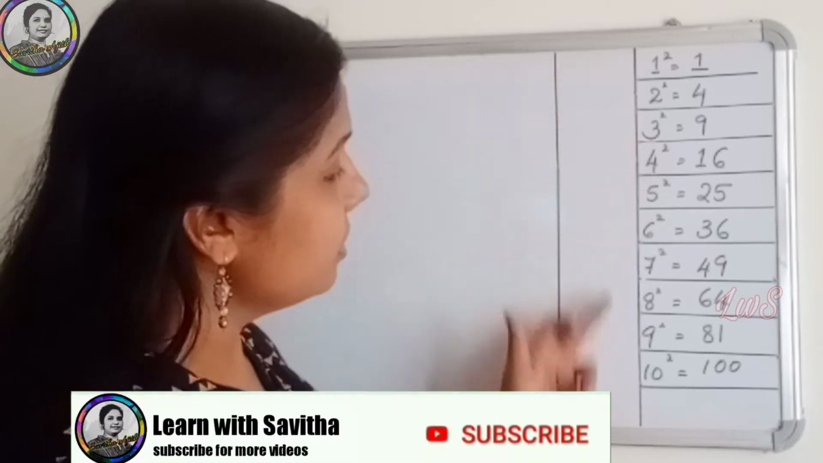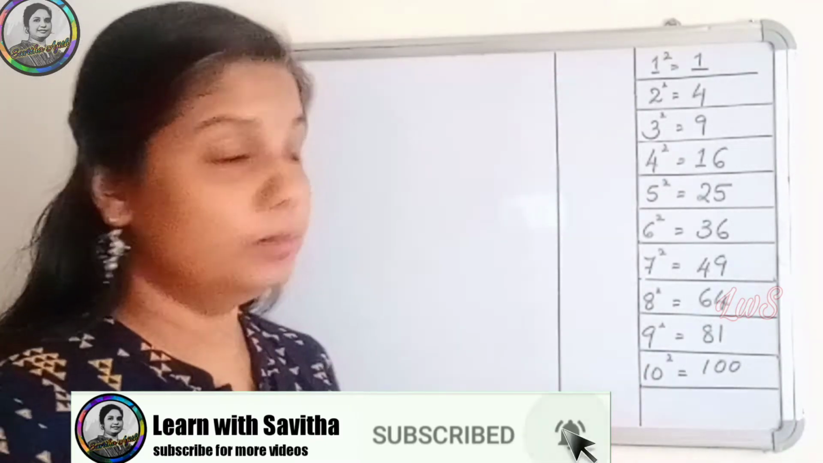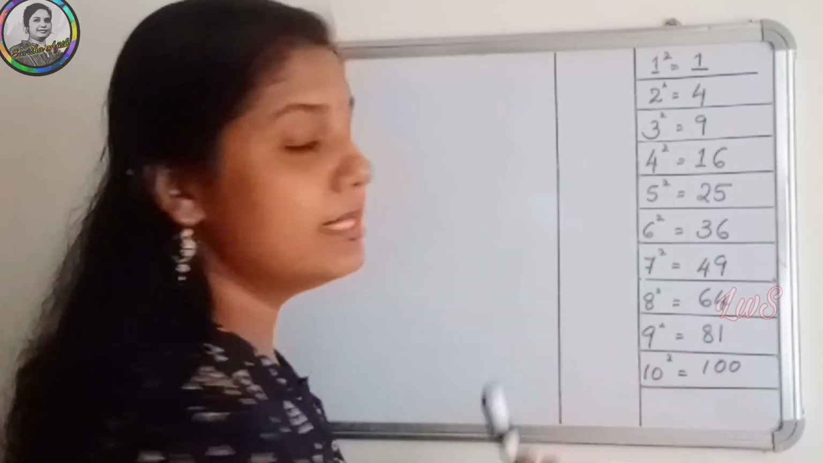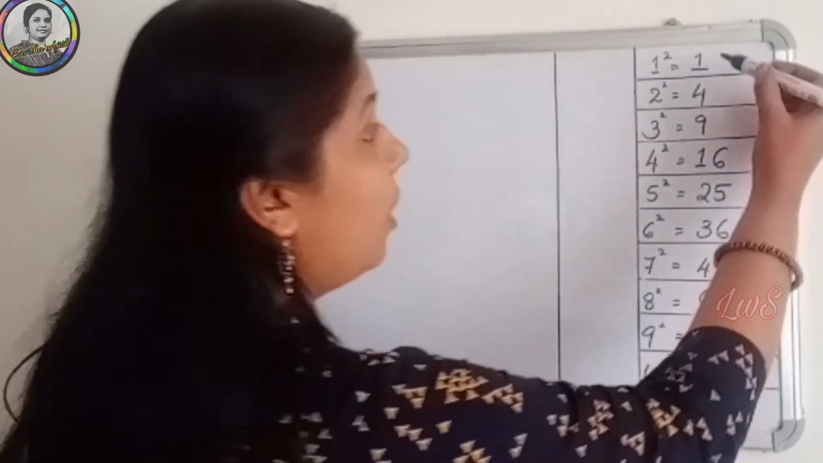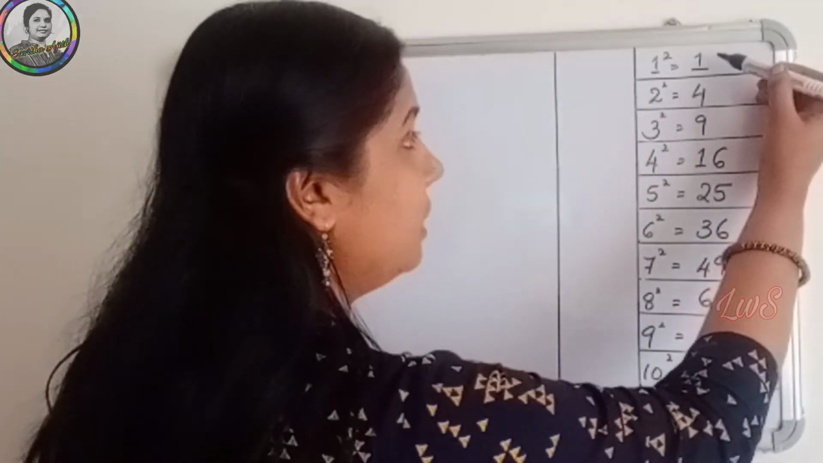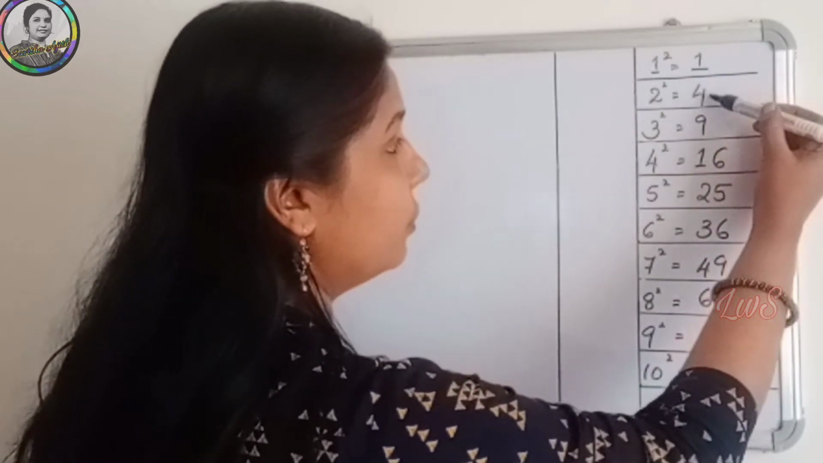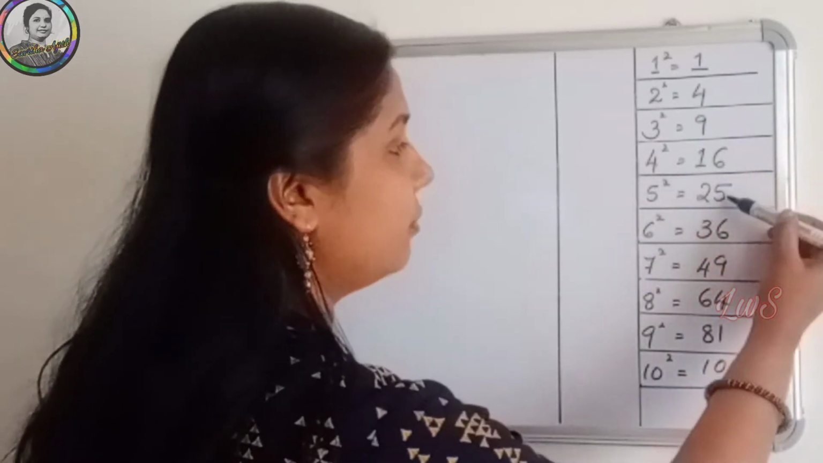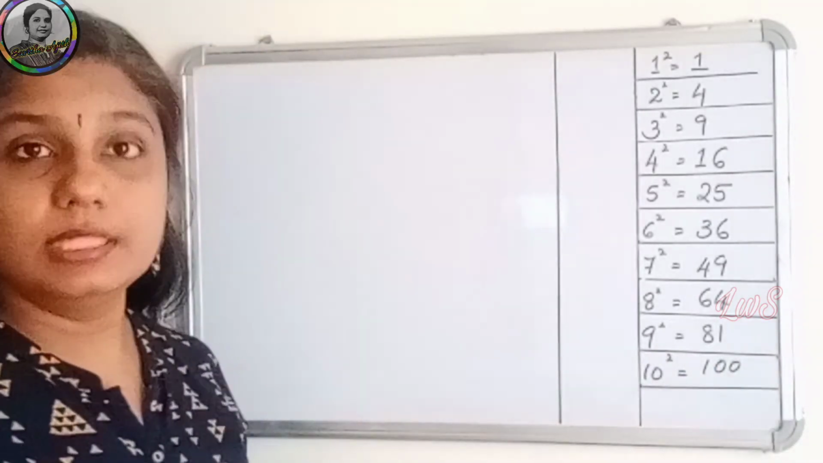These are the squares of numbers from 1 to 10. This we all know. 1 squared is 1, 2 squared is 4, and likewise 10 squared is equal to 100. What we have to keep in our mind are the units places of these squares. So let's have a look. 1 squared has 1 in its units place, 2 squared has 4, 3 squared 9, 4 squared 6, 5 squared 5, and likewise 10 squared has 0 in its units place.